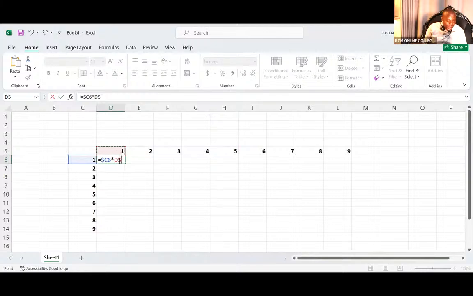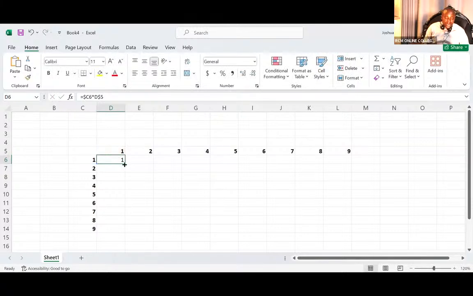So I need to come and put a dollar, just $1 before 5. So I say shift dollar like that. And then I should be able to come and now enter. And then now I come and make this an angry rabbit. I hold it by the tail and then I take it down by the tail.